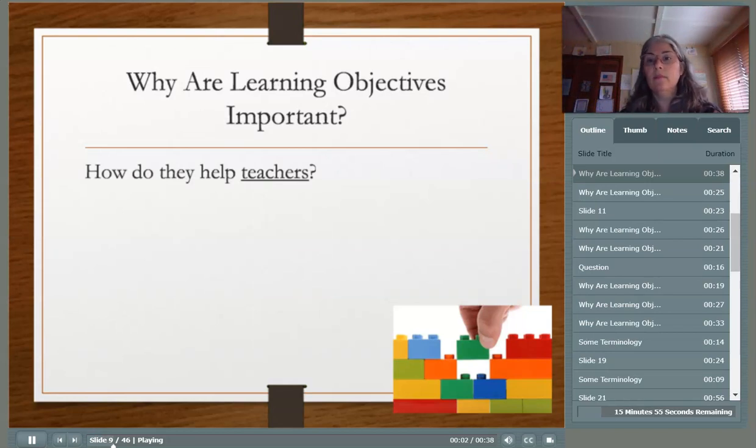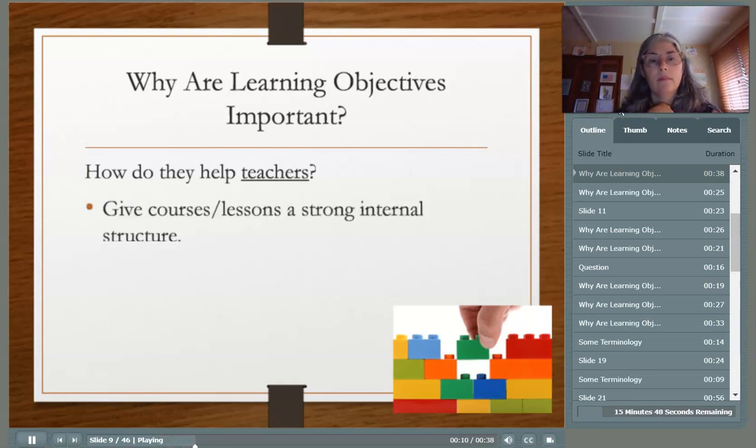So we're going to begin by looking at why learning objectives are important, and more specifically by focusing on you, the teacher. How might they help you? First of all, they give a strong structure, an internal structure to either your course or your lesson. Because if you start off by stating what you want your students to learn, you know what the focus of that lesson should be. It helps you to make instructional decisions. It helps you to determine the content of that course. And again, that provides a more organized lesson as well.